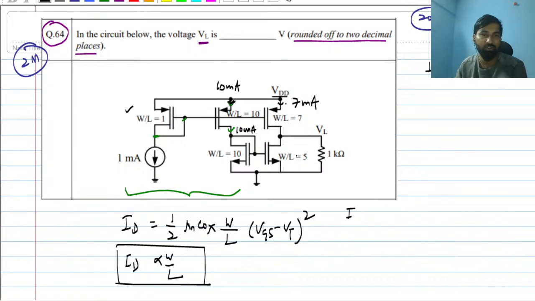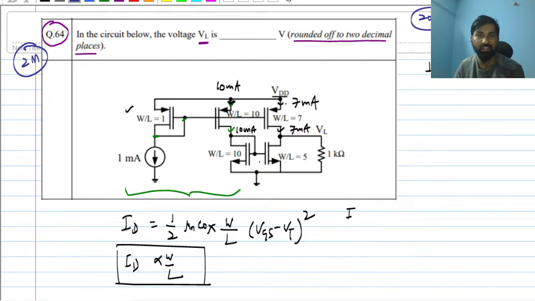That you have to understand, because the W by L ratio is 7, and for the 1 milliampere transistor, you see W by L is 1, right? So it will be 7 milliampere, and here 10 milliampere. Now through this transistor, W by L equal to 7, 7 milliampere is flowing, and here you notice W by L is 5, and it has 10 W by L, right?